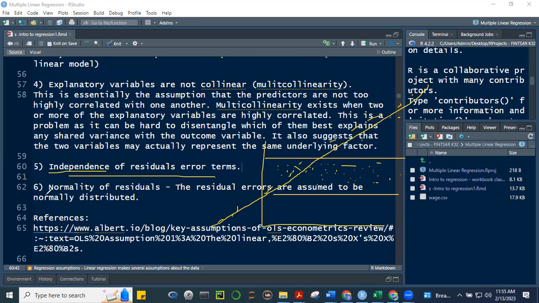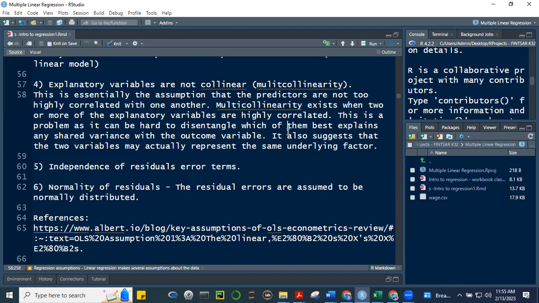And number 6, normally distributed. The residuals should not show this type of behavior, not normally distributed. Otherwise, our assumption will be violated, which means that our model is not fit. Our model is not fit to describe your dependent variable y. Okay, so let me pause for a while. Any questions so far, class?